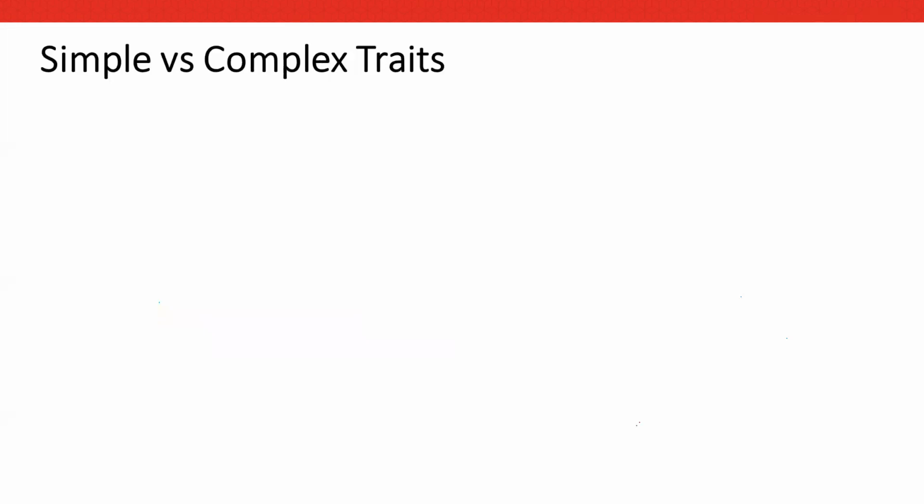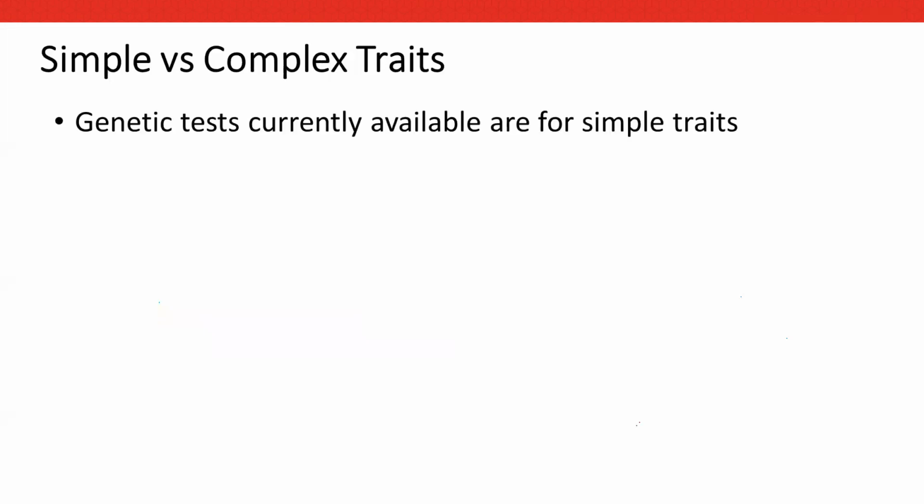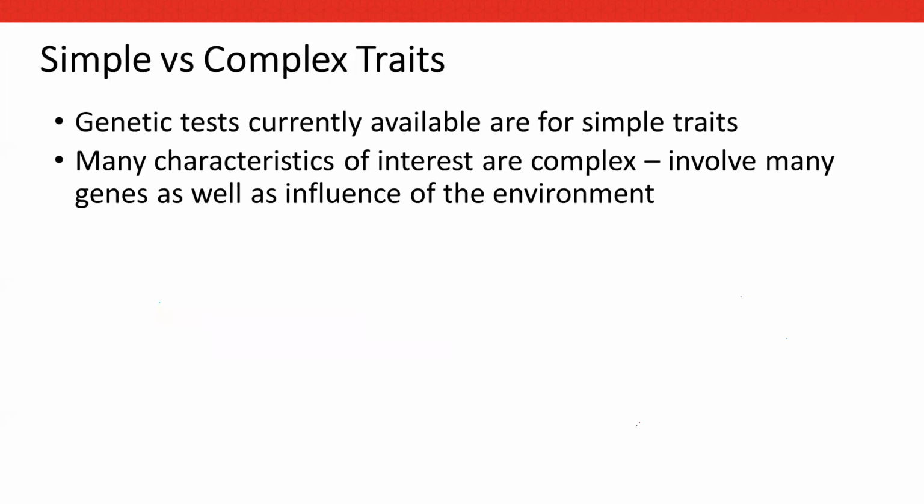And we're going to wrap up here pretty quick. Most of what we've been talking about are simple traits. So they're dominant or they're recessive, and they're largely determined by one particular gene or one particular locus of the genome. But most of the things that we're really, really interested in are complex. So they involve many, many genes, as well as the influence of the environment. And by environment, I don't just mean where the horse lives, but I mean how that horse is trained, what that horse is fed, and all those other things that go into making a horse a horse.